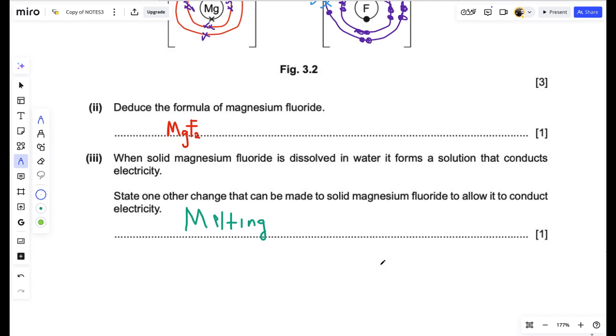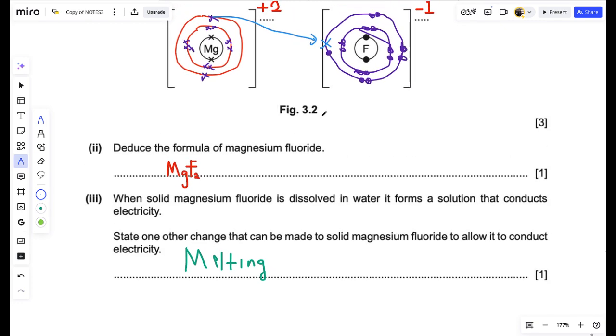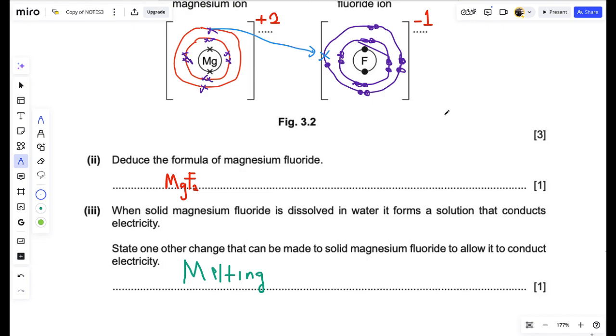Now let's go to the next part. It says, deduce the formula of magnesium fluoride. Now how do we deduce the formula of magnesium fluoride? You remember what you do, you've done this several times. You write your magnesium, you write your fluorine, right? Let's write their ions. Magnesium, because it gives 2 electrons, you write 2 here. We don't use the sign. Fluorine has 1. So this one is usually -1, but we don't normally use the sign when we are cross multiplying.